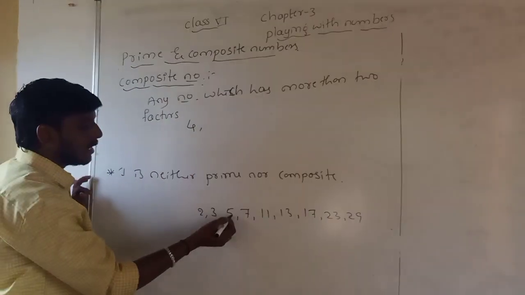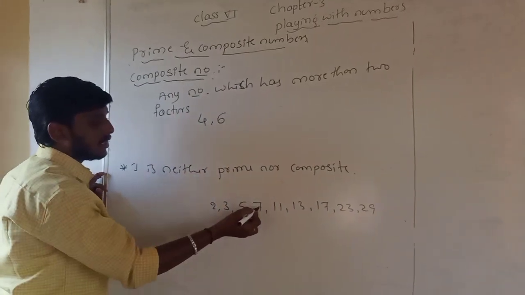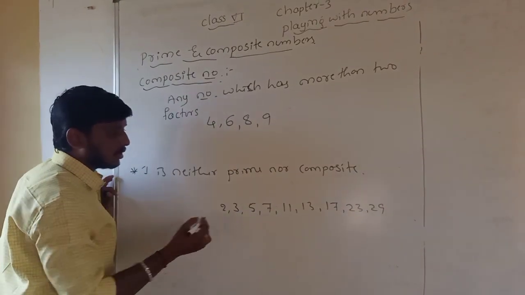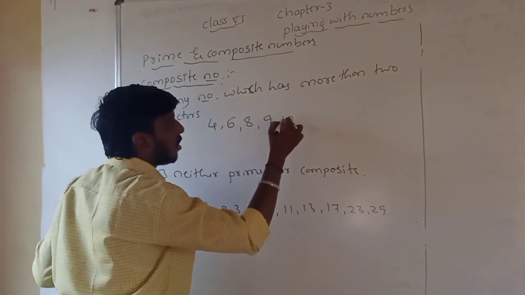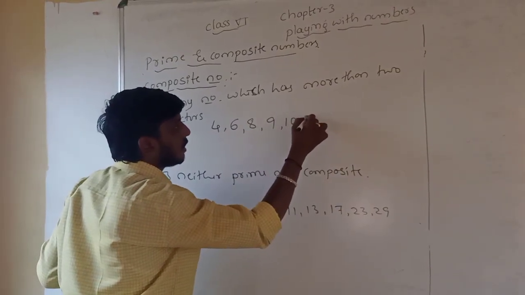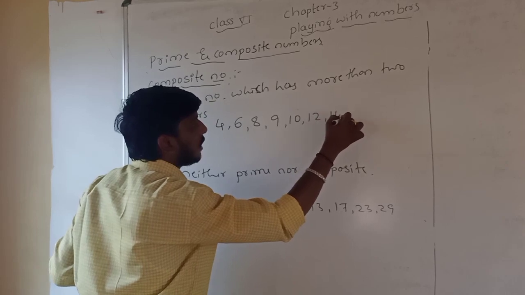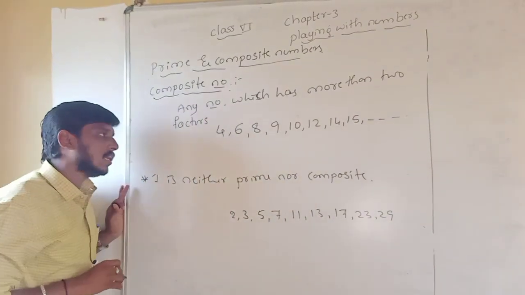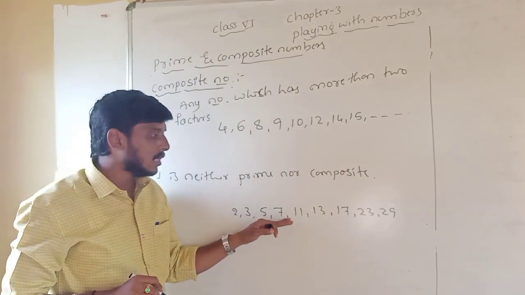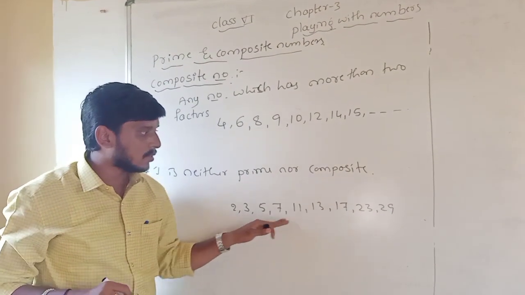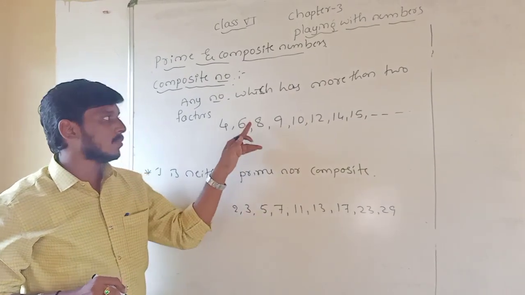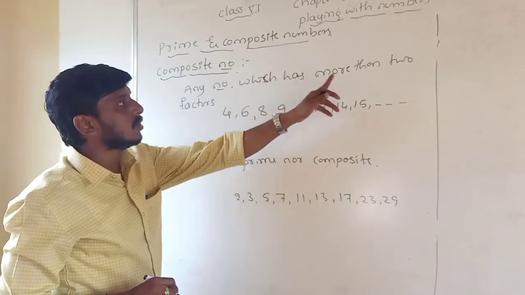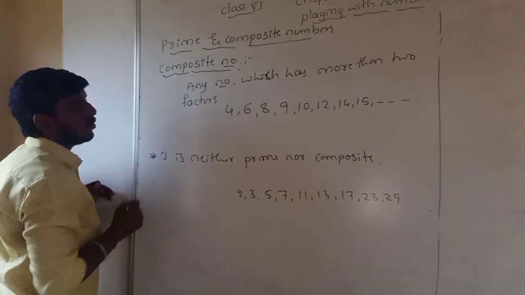So 5 is there. 6 is a composite number. 7 here. 8 and 9 are composite numbers. Next, 10 is a composite number. 12, 14 and 15, and so on, are composite numbers. One more definition: the numbers which are not prime are called composite numbers. Or one more definition: any number which has more than two factors is said to be a composite number.